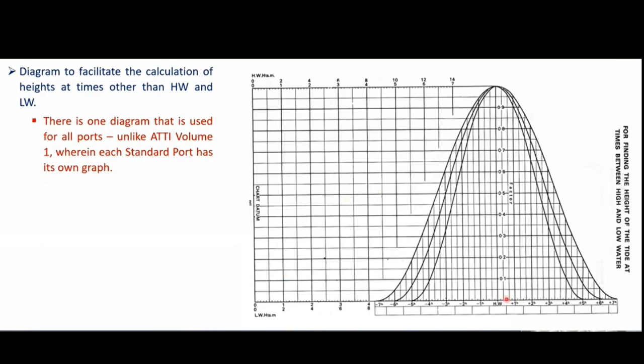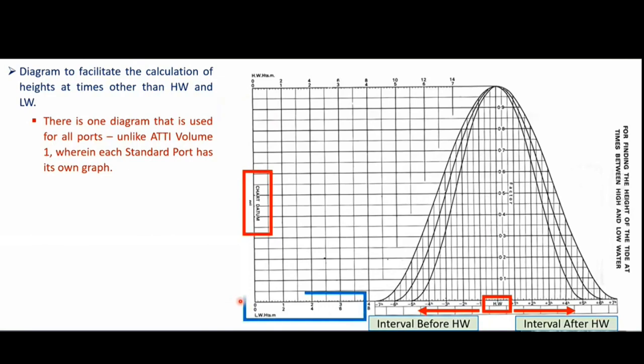Now in this diagram, we again have high water at the middle of this baseline. To the right of it, we have plus 1 hour, 2 hours, 3 hours with plus prefixes. So that's interval after high water. To the left of it, we have interval before high water. Then we have the chart datum out here, this line representing chart datum. Then we have the scale for height of low water. And we also have the scale on top for height of high water.